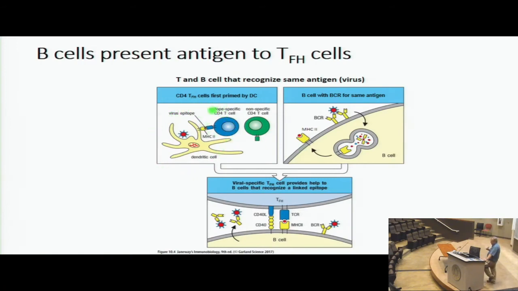So here's the helper T cell that's required. It's being activated by that dendritic cell. Only the dendritic cells can do this. But it's picking up the same virus, okay? So the same antigen, but this is being processed and presented in the context of class II in exactly the same way that the B cell is doing it. Now you've got the T cell that has been activated, you've got the B cell that's displaying the epitope, and then those two cells will get together.